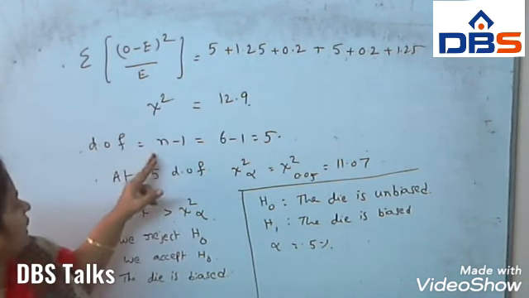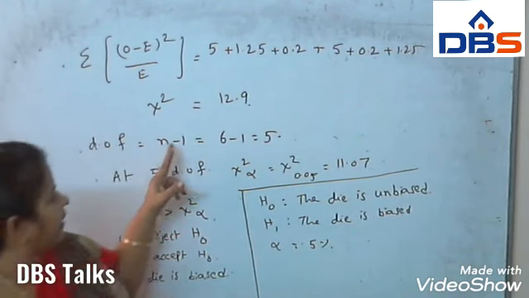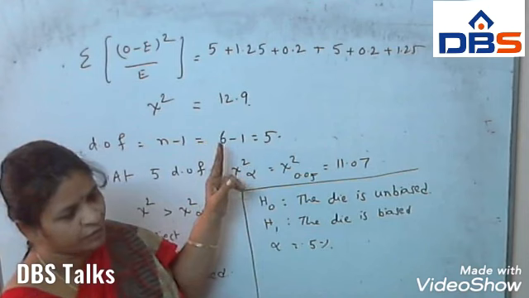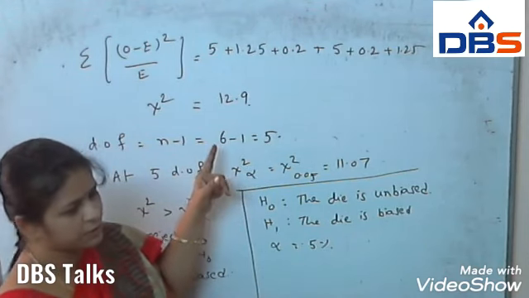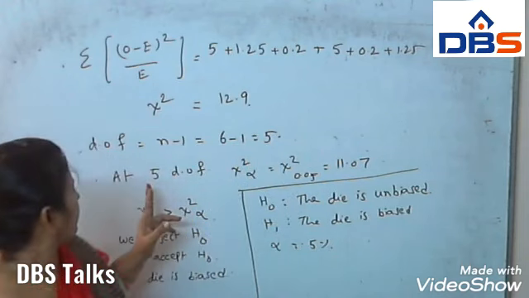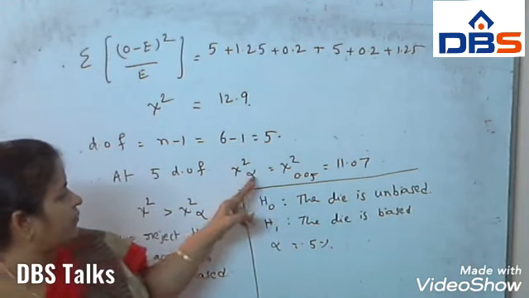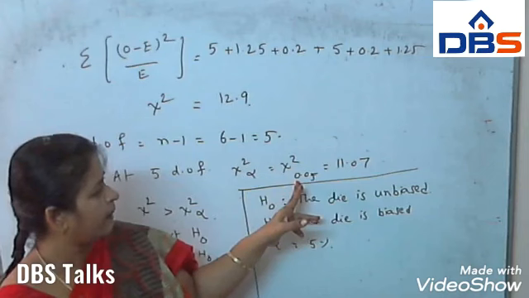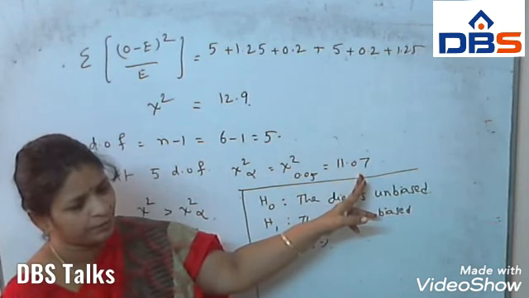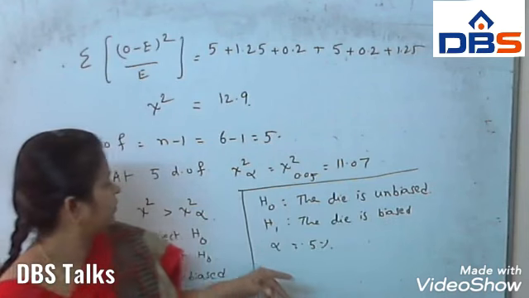For that, we have to consider degrees of freedom n minus 1. N means how many values are given in the table. There are 6 values given in the table. So 6 minus 1, 5. So at 5 degrees of freedom, chi square alpha, chi square 0.05 is 11.07. This value can be obtained from the table.